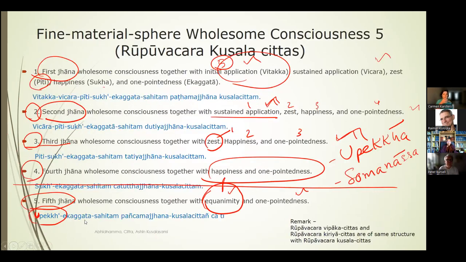Here is a difference. Upekha and somanasa, joy, in the sense sphere consciousness: somanasa is higher than upekha. But here in the five material sphere consciousnesses, upekha is higher than somanasa. So the first four are included in the somanasa, joy, and the fifth is upekha, equanimity. This upekha, equanimity, is higher.